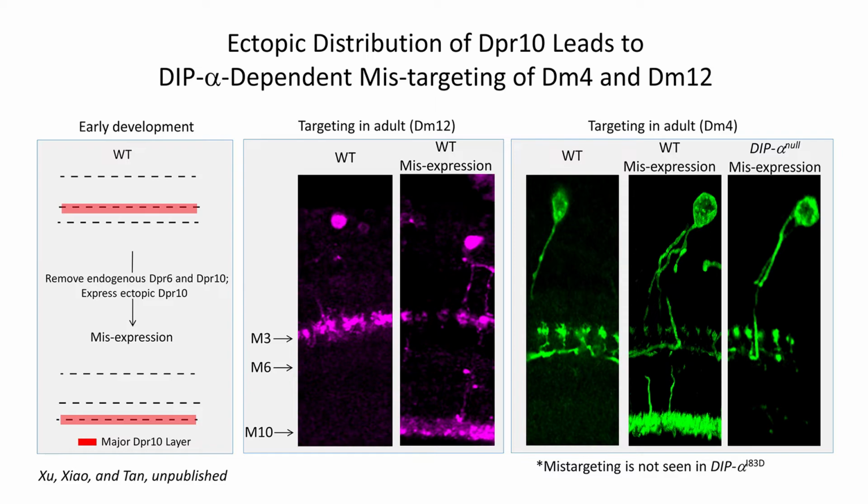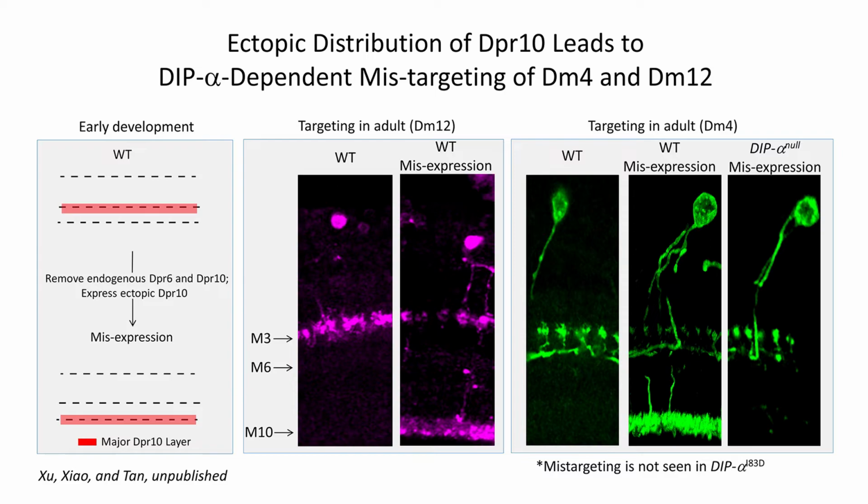And this is dependent upon an interaction with DIP alpha, because if we do this misexpression in a triple mutant removing DPR6, DPR10, and DIP alpha, or the DIP alpha heterophilic binding allele, we abrogate that mistargeting.